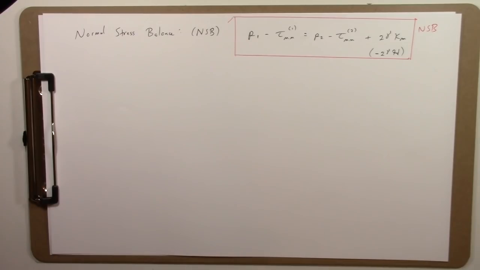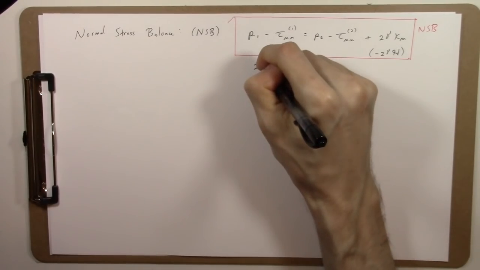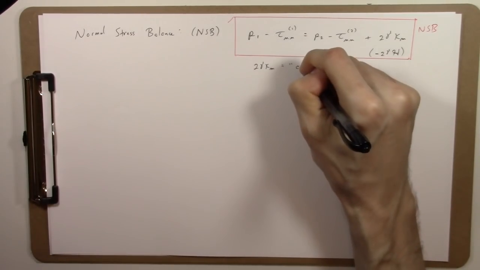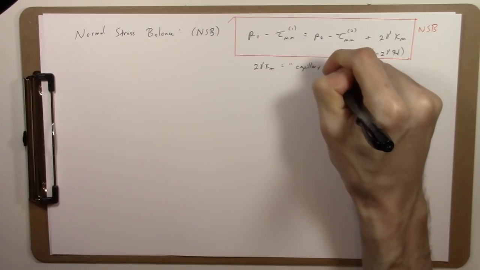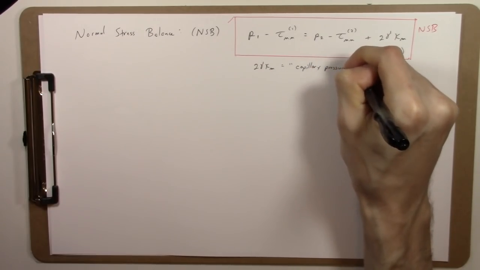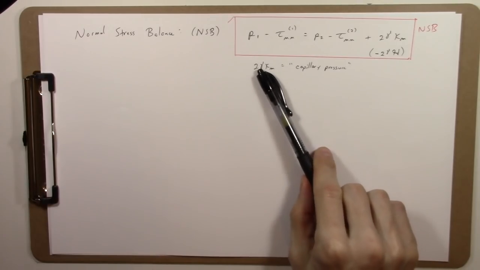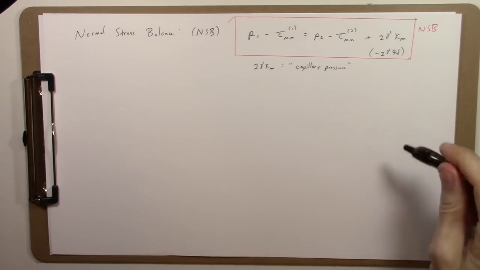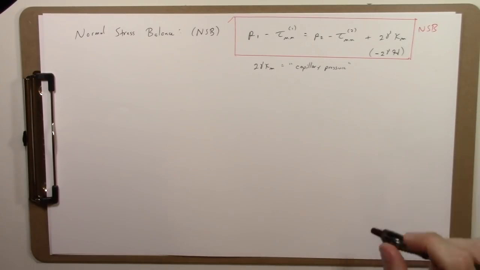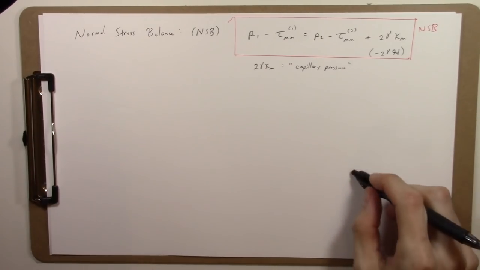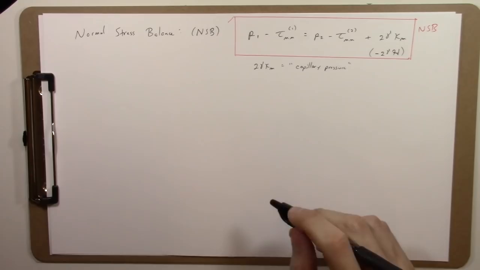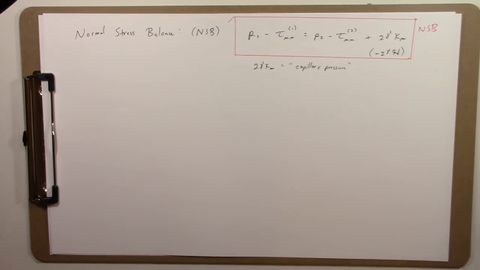What is this 2 kappa m term? 2 gamma kappa m is known as the capillary pressure. It comes from the product of the interfacial tension and the interfacial curvature. For example, if you put a drop of liquid on a surface with a groove, you'll see the liquid move along the groove. The reason it does that is because of capillary pressure. There's a curvature of the liquid at the front. The curvature lowers the pressure, and essentially there's a pressure difference between the back and front of the drop that pushes it along the groove.